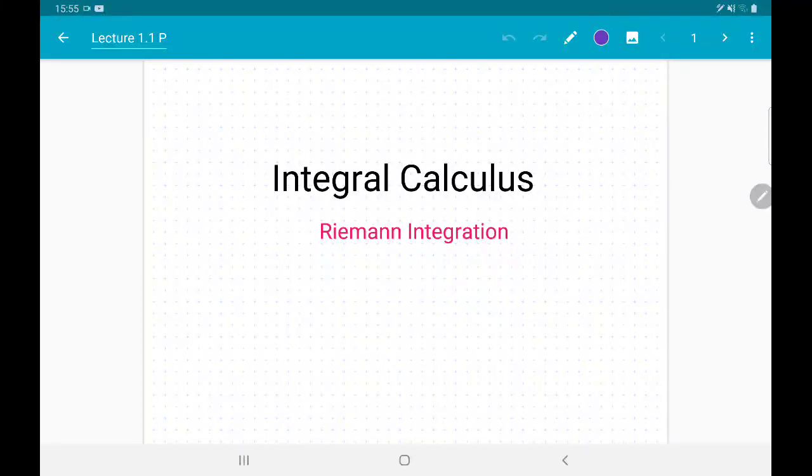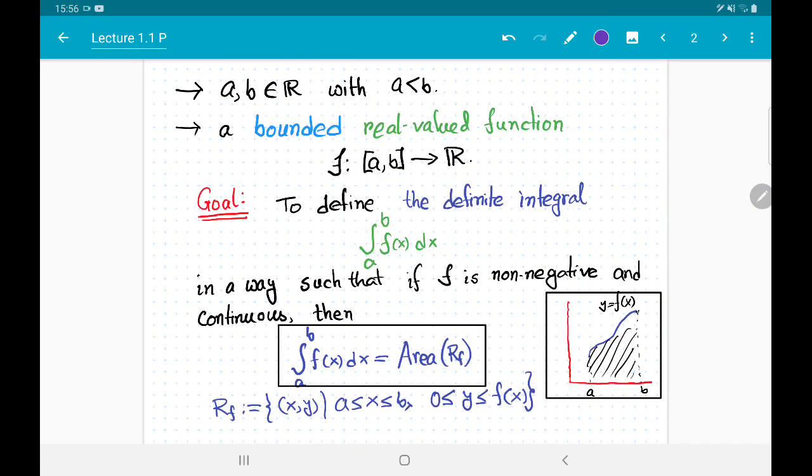Plus, from this lecture onwards, we will give you an introduction to the notion of integral calculus. In particular, here we will talk about Riemann integration, which will in some sense be consistent with the notion of area of a region which is bounded above by a curve, as we have seen in my previous video. So I call this region RF. A proper description is given here.